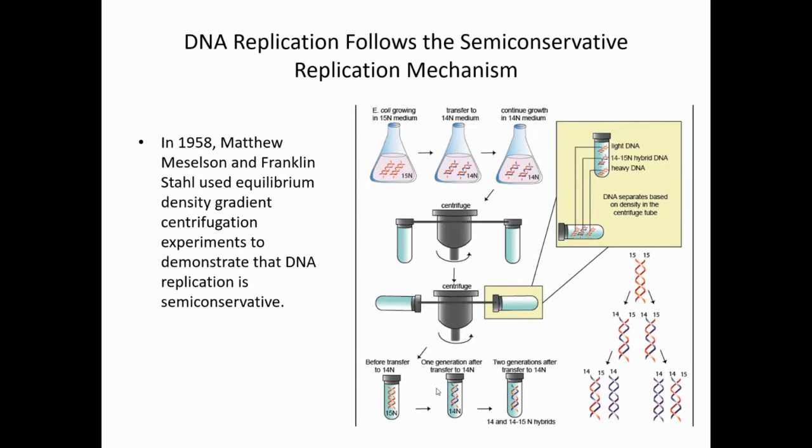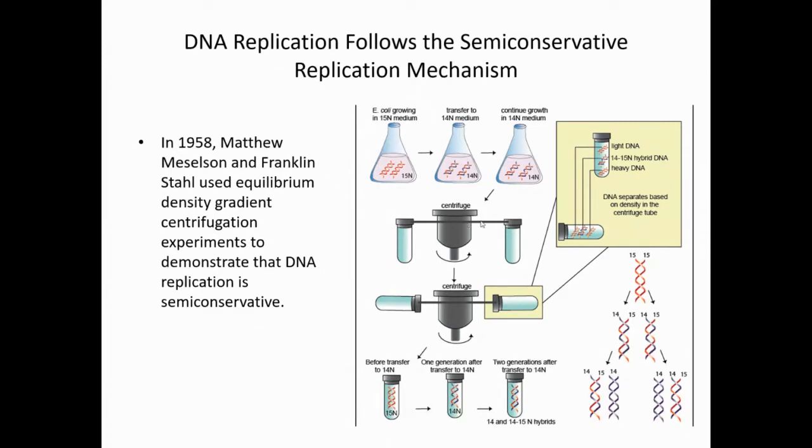They grew the bacteria in nitrogen 15 isotope medium, as opposed to nitrogen 14, and after several generations all the DNA in the bacteria should contain only nitrogen 15. Then they transferred the cells to nitrogen 14 medium and grew 1 generation. After 1 generation, they collected the cells, spun them down, and analyzed the location of the DNA after centrifugation. They also collected the cells after 2 generations in nitrogen 14, performed centrifugation, and determined the location of the DNA.